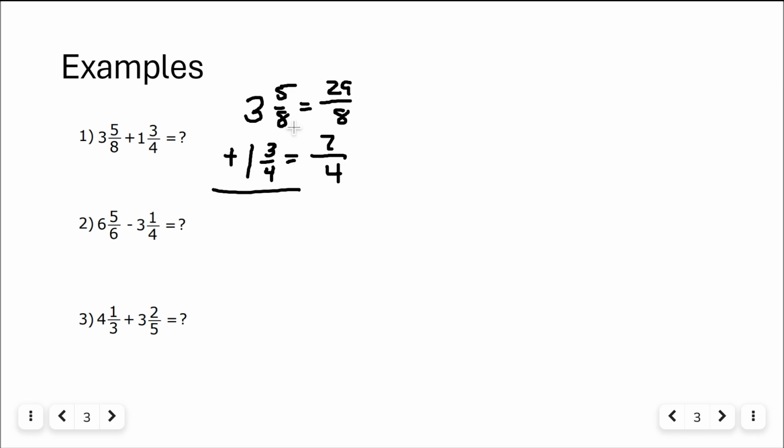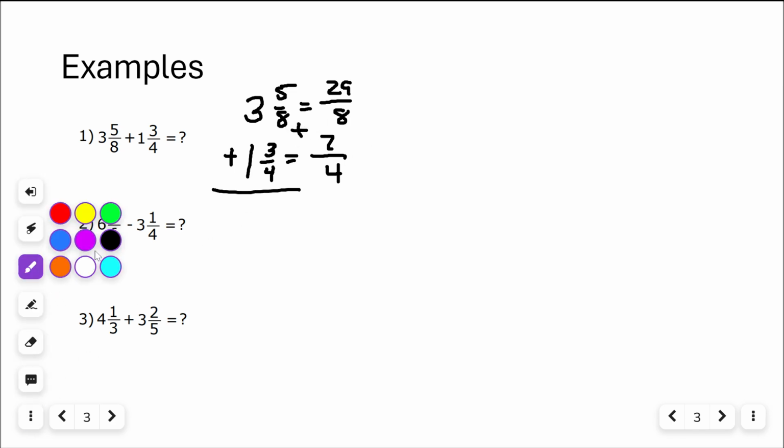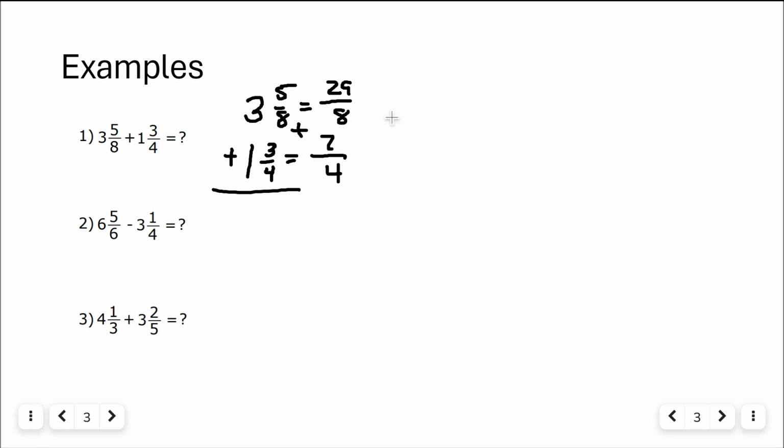Okay, so now I want to add these two fractions. I need to find a common denominator. The common denominator between 4 and 8 is 8. So I'm going to multiply the top fraction by 1, and the bottom fraction I'm going to multiply by 2. So that gives me 29 over 8 again, plus 14 over 8.